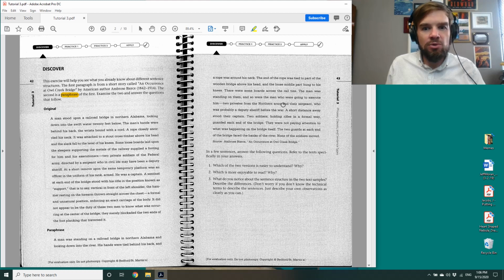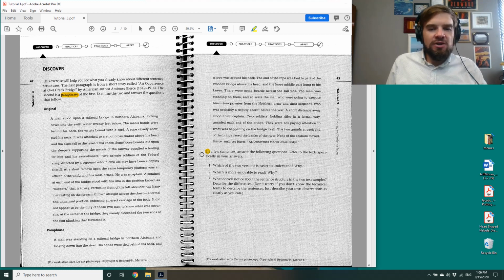2 privates from the Northern Army and their sergeant, who was probably a deputy sheriff before the war. A short distance away stood their captain. 2 soldiers, holding rifles in a formal way, guarded each end of the bridge. They were not paying attention to what was happening on the bridge itself. The two guards at each end of the bridge faced the banks of the river. None of the soldiers moved.